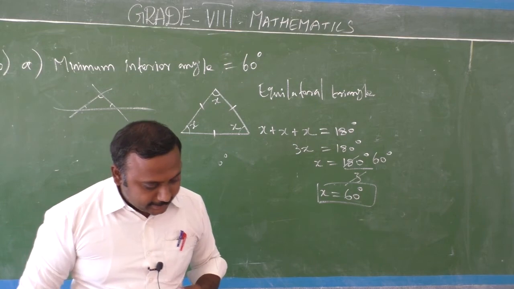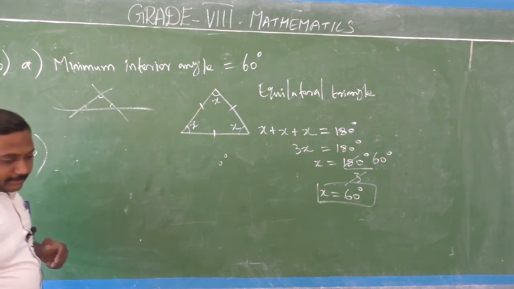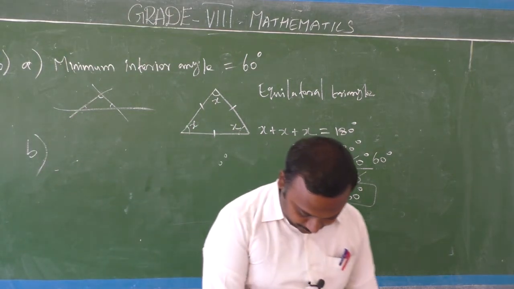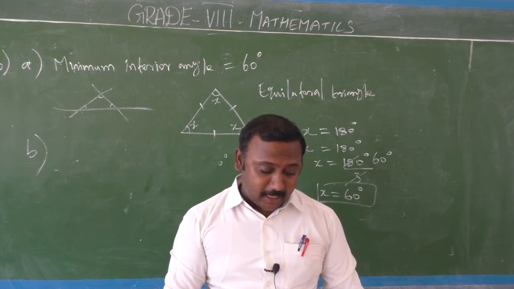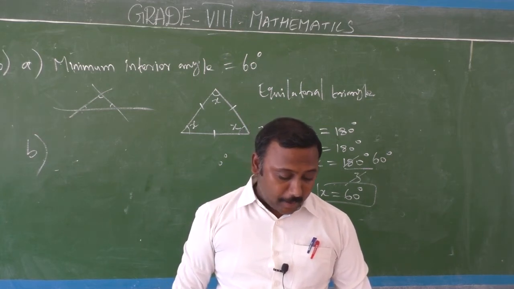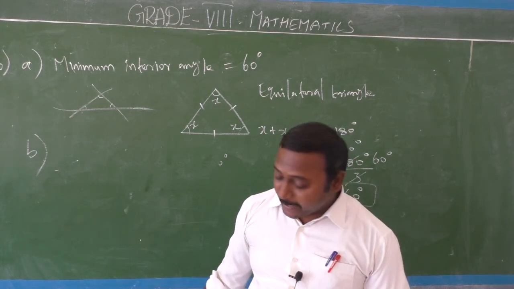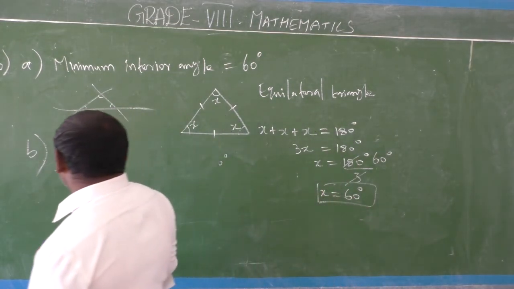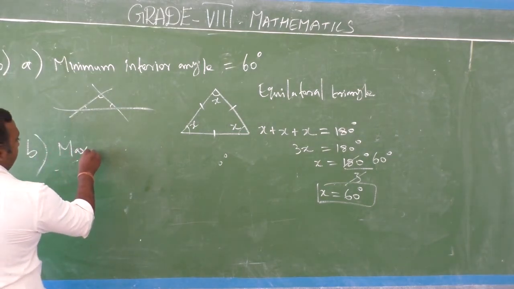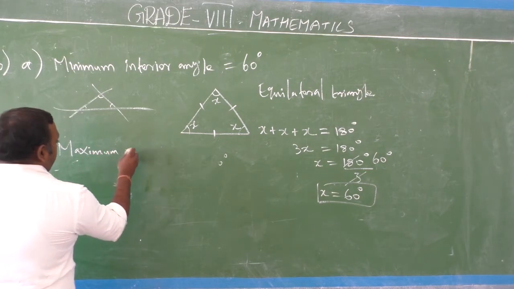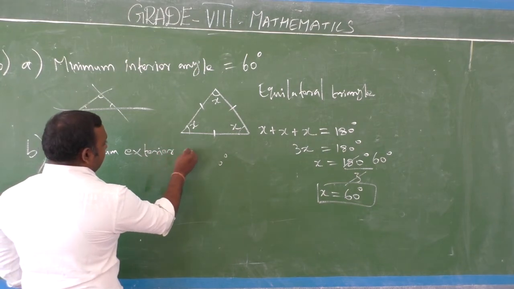Okay. Then Sixth B sum. What is the question? What is the maximum exterior angle possible for a regular polygon? Sixth B question is, what is the maximum exterior angle of a regular polygon? Maximum exterior angle.